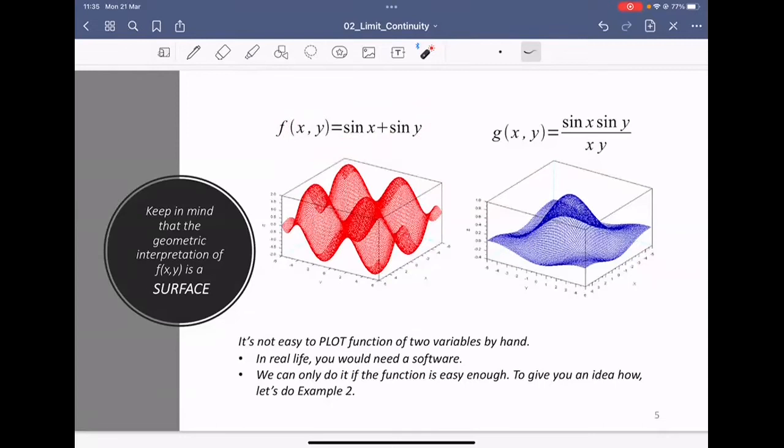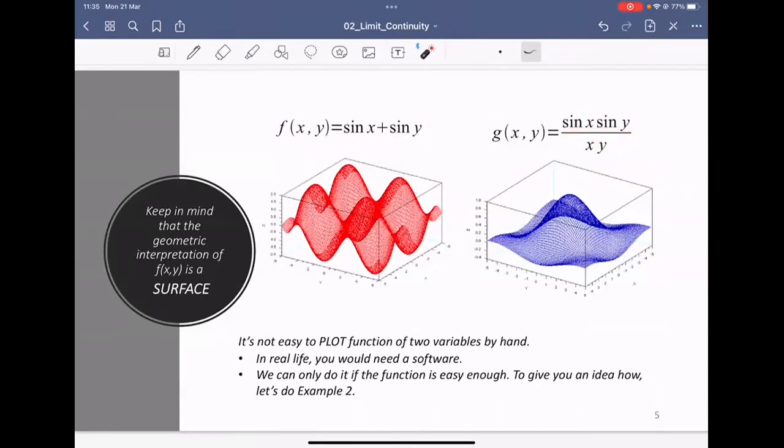Because this is not in 1 dimension, it's 2 dimensions or more, we have a computer, or we have software. Why don't you put it in the software and get the answer? Here, this is the graph of sine x plus sine y. It's beautiful, right? It's like a wave here. And this is sine x times sine y over xy. It's going to be this thing.